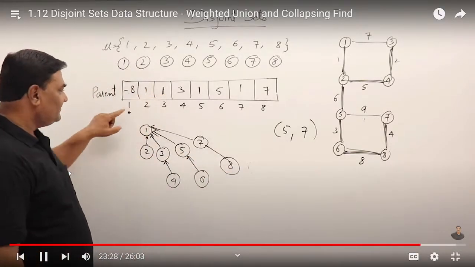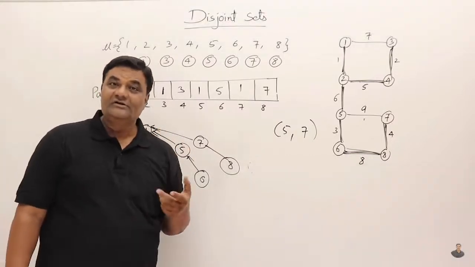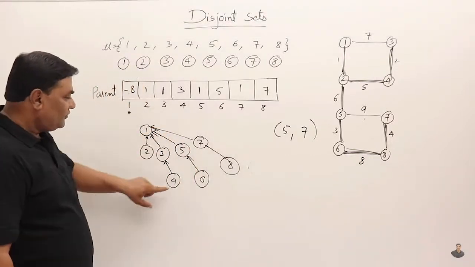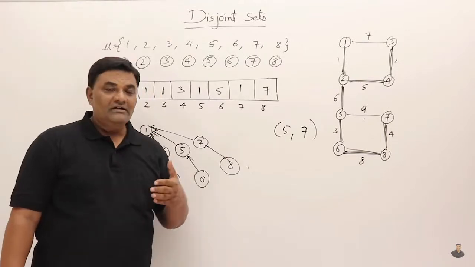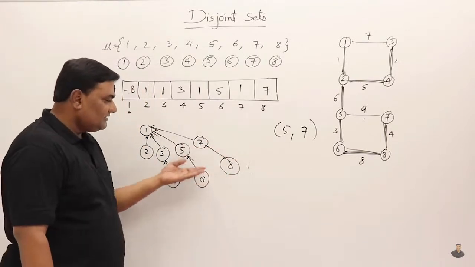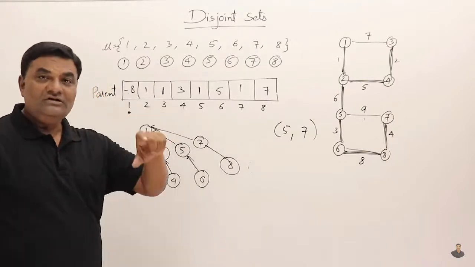Find 3, go to 3, 1. At 1, minus 8. So 1 is a parent. Just 2 steps, constant steps. Find 4, go to 4. It will take you to 3, go to 3. It will take you to 1. So the time is more. So here, for some nodes, the time may be more. You have to go along the parent and parent and parent, and finally you will get the root or the main parent of a set.